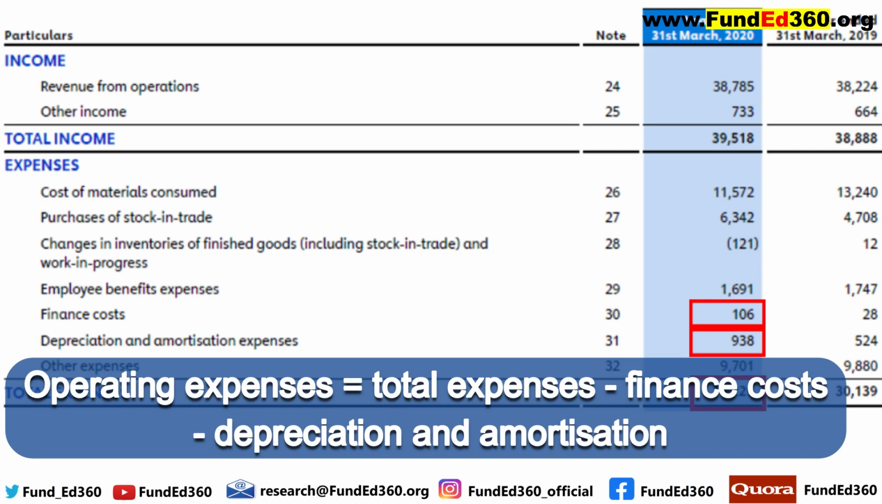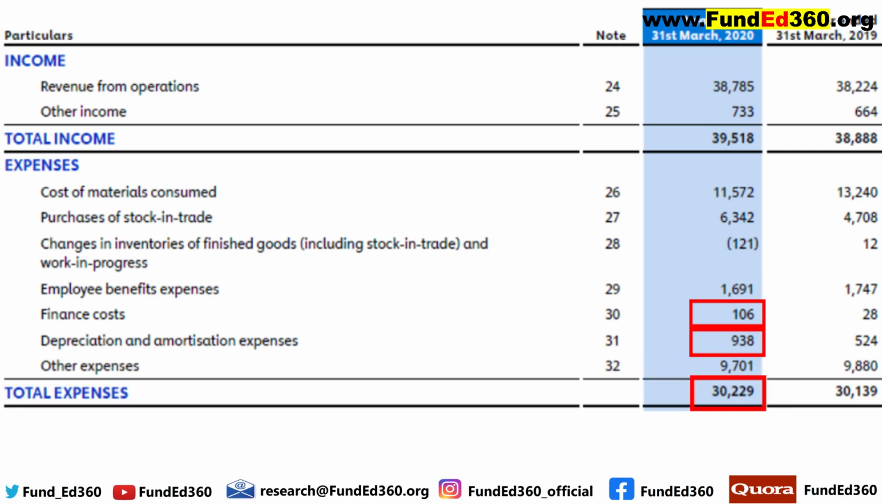You can find that the operating expense of HUL for the year is 29,185, by deducting 106 crores and 938 crores, which were the finance cost and depreciation figures, from 30,229, which is the total expenses. On the other hand, in the previous year, the operating expense of HUL was 29,587. So the operating cost has been reduced.